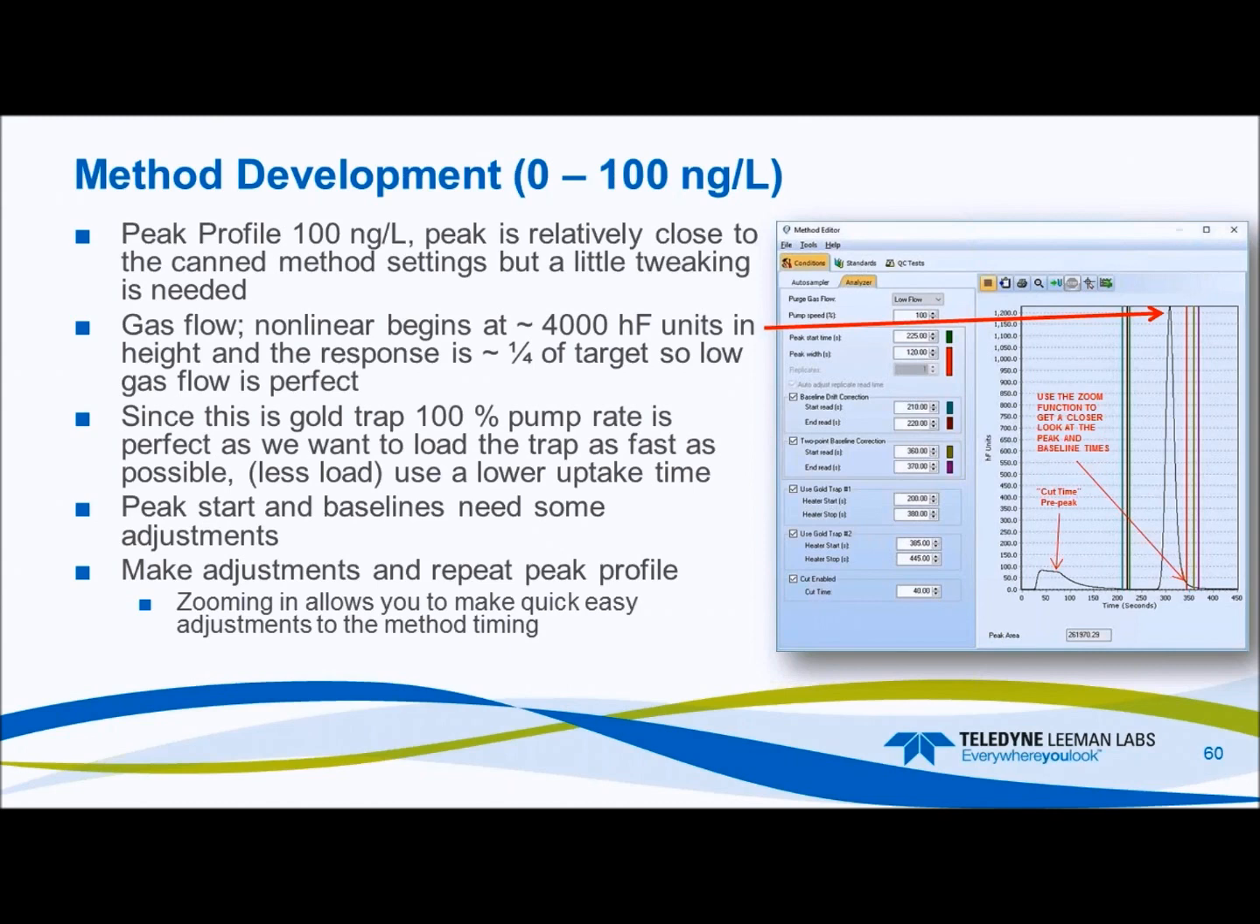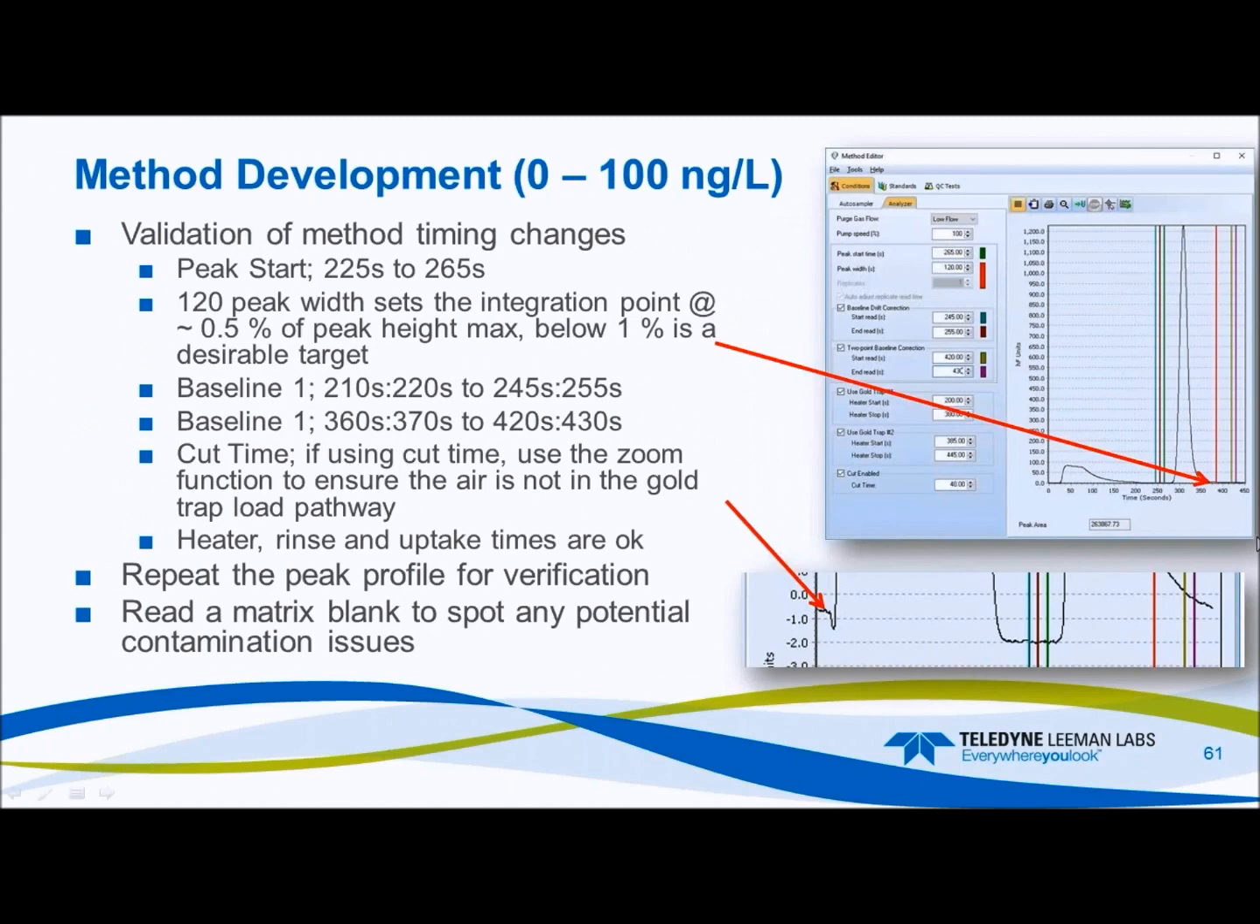The peak start and baselines need some adjustment, so we can zoom in on that and do some quick tweaking. And again, it's all real time, so it changes right here. This is our real-time peak prior to the cut time. Earlier in the webinar, I talked about the valve switching. So this is a real peak, the mercury coming into the system right here, and then it goes to the gold trap, and then the gold trap desorbs the mercury off the system.